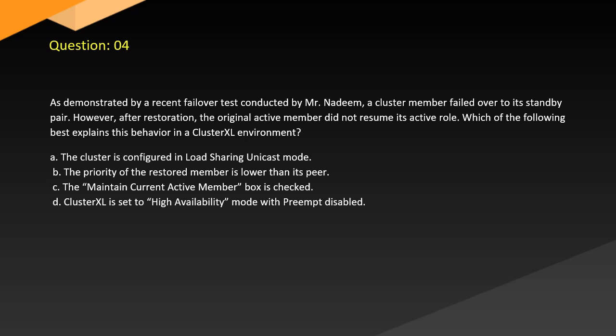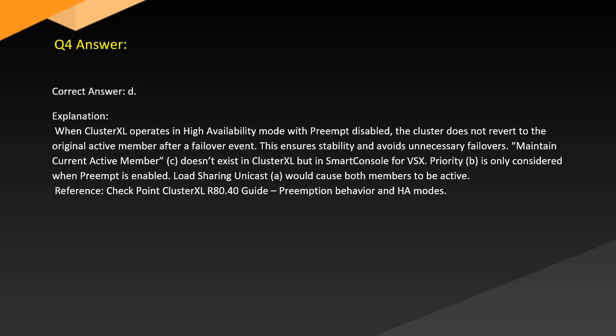A. The cluster is configured in load-sharing unicast mode. B. The priority of the restored member is lower than its peer. C. The maintain current active member box is checked. D. ClusterXL is set to high availability mode with preempt disabled. Answer.